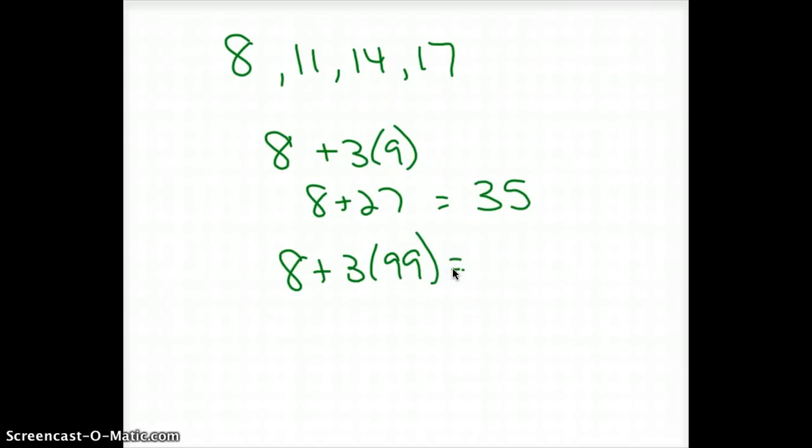So that's going to be 297 plus 8. It would be 305. So you can check and see if you got both of those right.